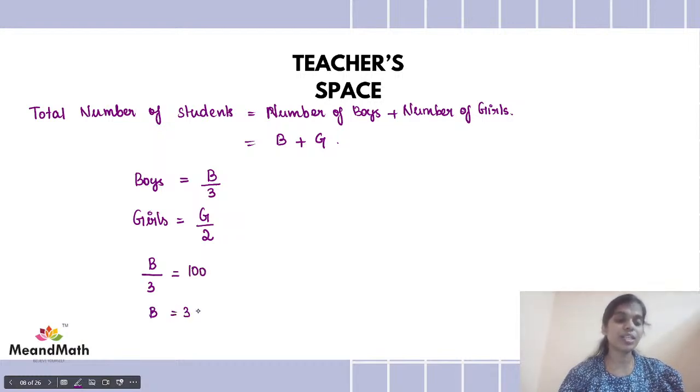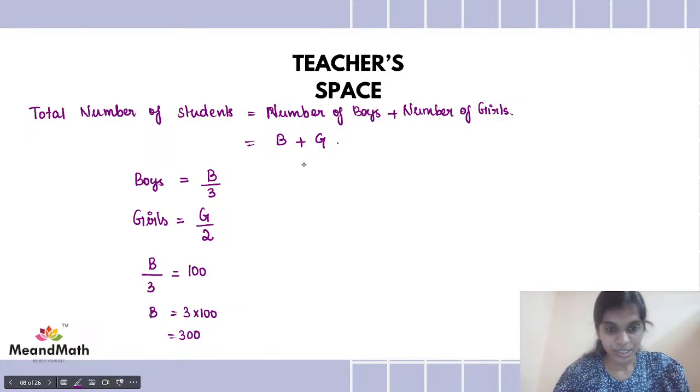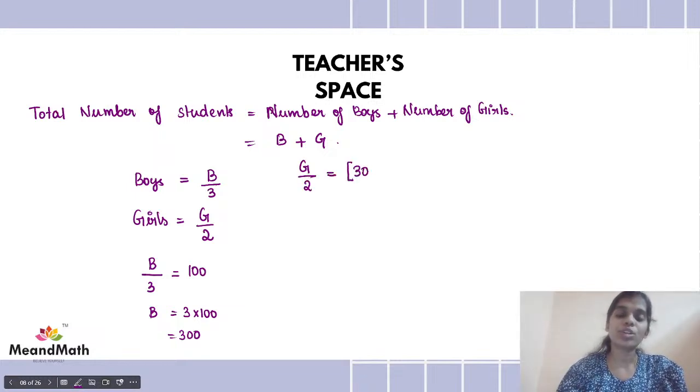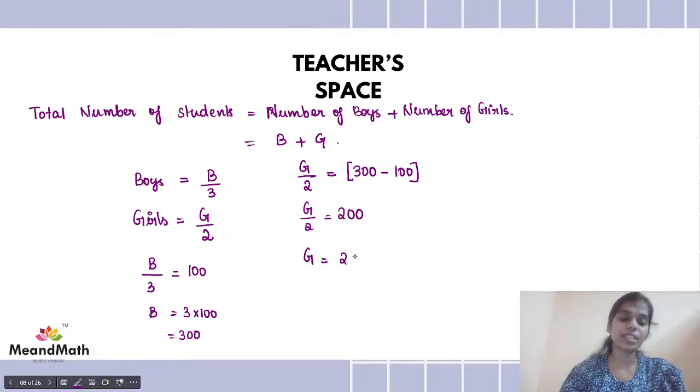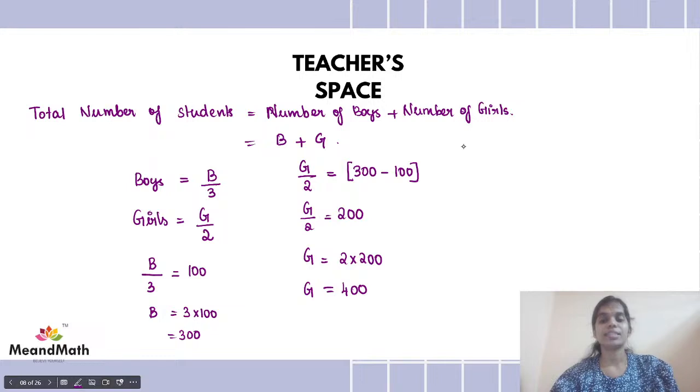So B by 3 equals 100, so the number of boys equals 3 times 100, that is 300. Now we can find the girls. Out of 300 participants, the remaining will be girls. If the total is 300 and 100 are boys, then the remaining 200 will be girls. G by 2 equals 200, so girls equals 2 times 200, that is 400, right?